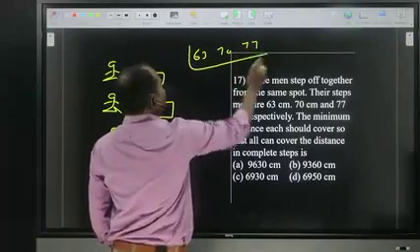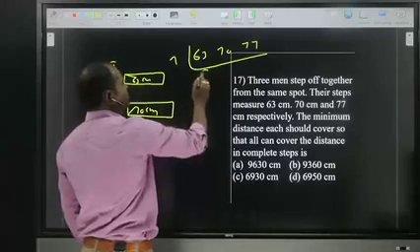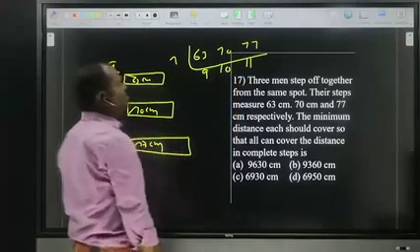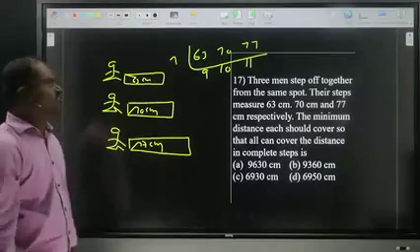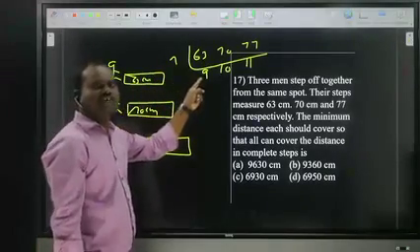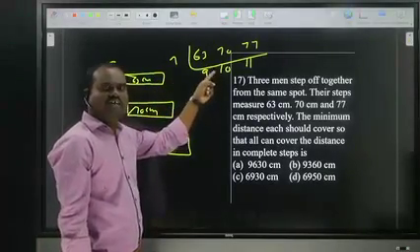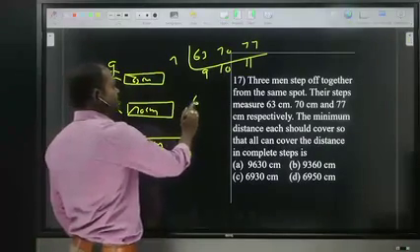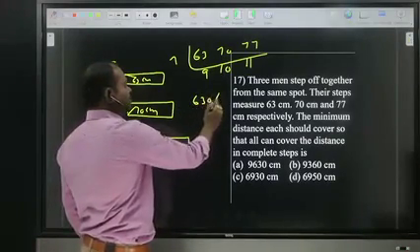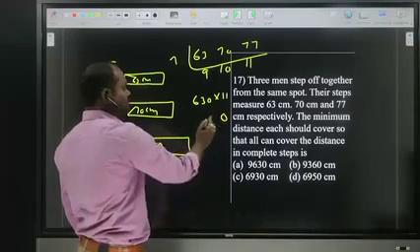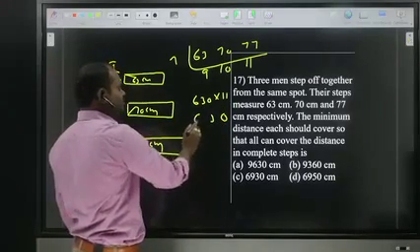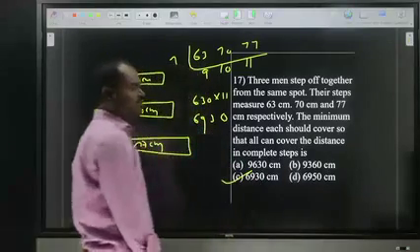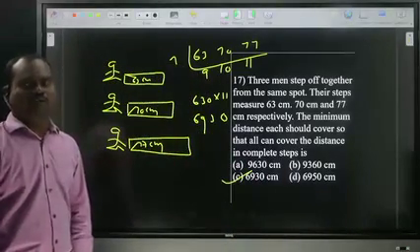These numbers are in which table? 7 9s, 7 10s, 7 11s. Any more? No more. What is the LCM? 7 9s are 63, 63 tens is 630, 630 into 11 is 6930. After 6930 centimeters, all should be in the same position.